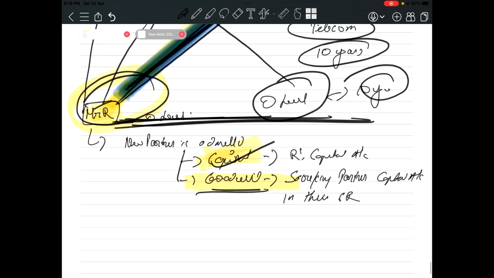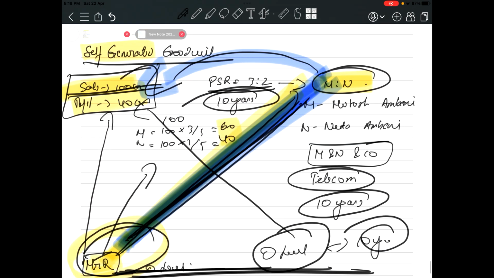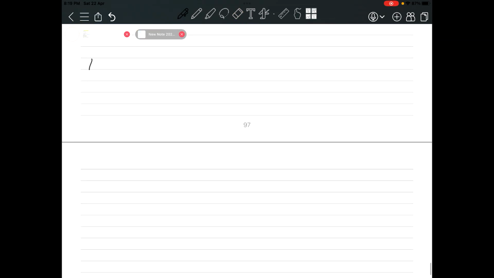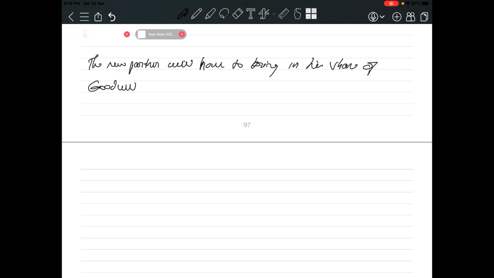This is the reason why a new partner has to bring in his share of goodwill. Why will he bring his share of goodwill? The new partner will have to bring in his share of goodwill to compensate the sacrificing partners. Okay, this is the point.